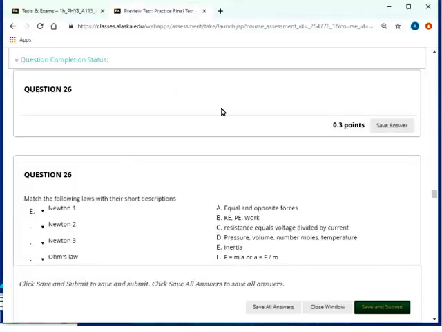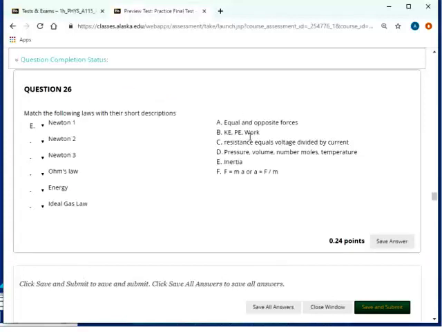All right, here I didn't check these because I noticed as I was prepping this one that I'm pretty sure these are scrambled. So Newton's first law, of course, is inertia. Newton's second law is force equals mass times acceleration, or acceleration equals force divided by mass. Ohm's law is resistance equals voltage divided by current. Energy, kinetic energy, potential energy, work, ideal gas law: pressure, volume, number of moles, temperature. Did I skip Newton's third law? Equal and opposite forces. Okay.